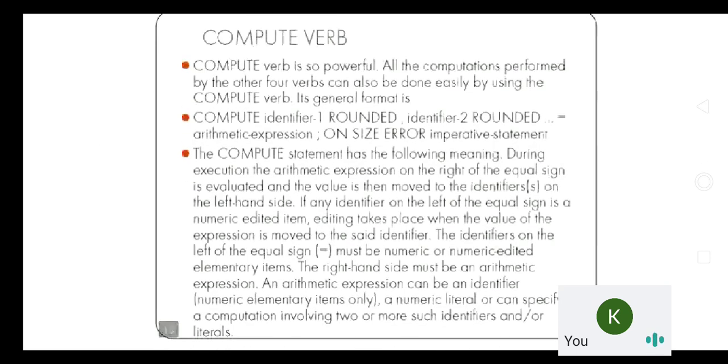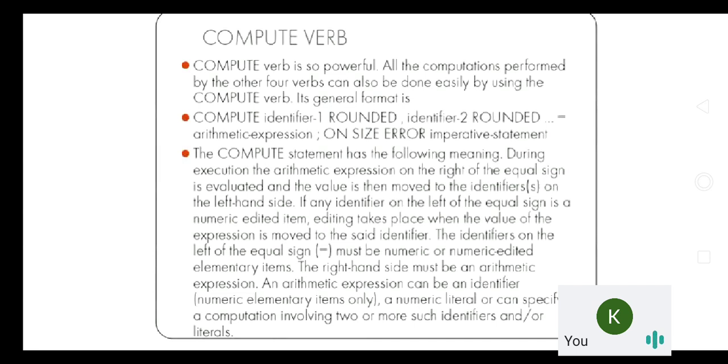Coming back, the compute verb is a very important verb. Here we are describing that this is going to be a powerful one to do computations. This is going to be very helpful to us. Instead of using all those arithmetic verbs separately, suppose we have to work in a coordinated fashion, or in an integrated way, we are going to use this compute verb.